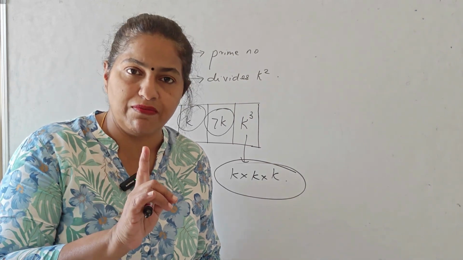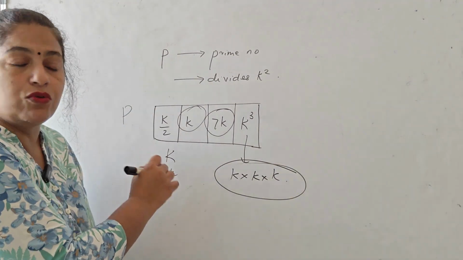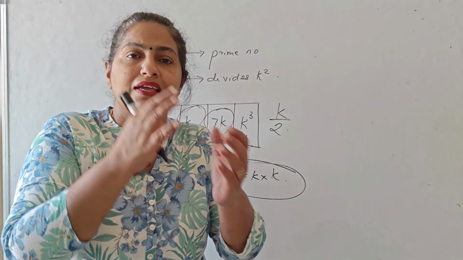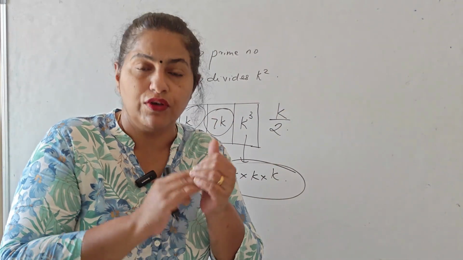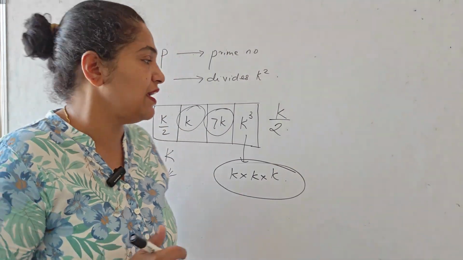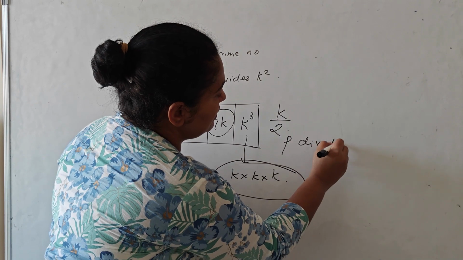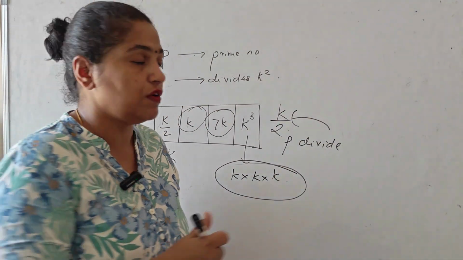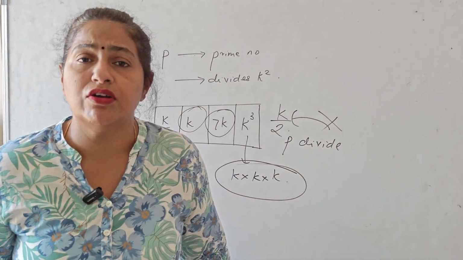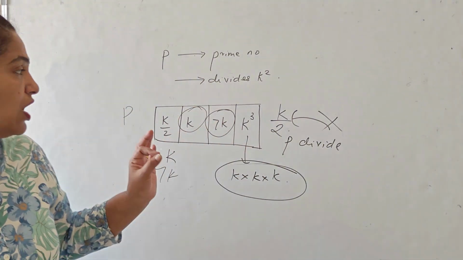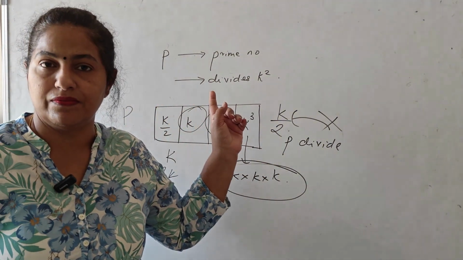Now, one number is pending, which is k by 2. What happens with k by 2? The value of k is divided by half. So, we cannot conclusively say whether we can divide k by 2. We are not sure about it, or actually let us say that it cannot divide k by 2. So, these are the 3 numbers which are divisible by p.